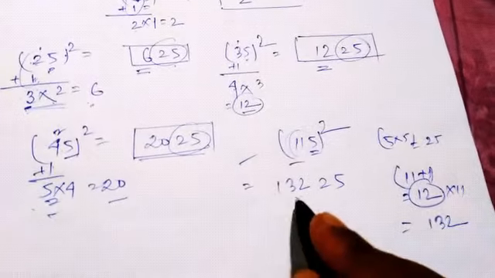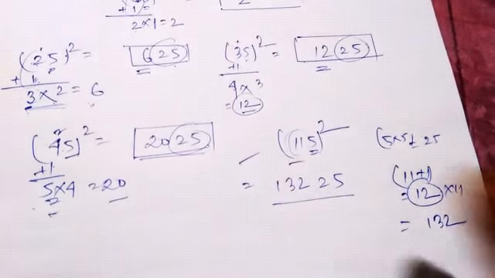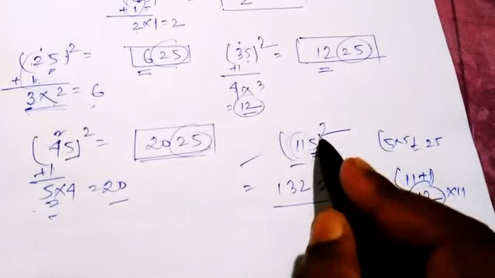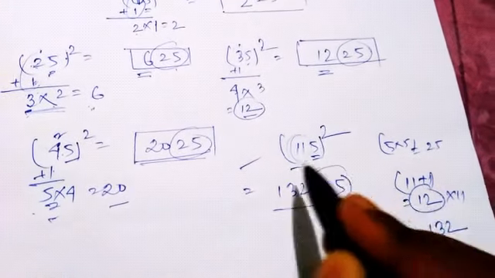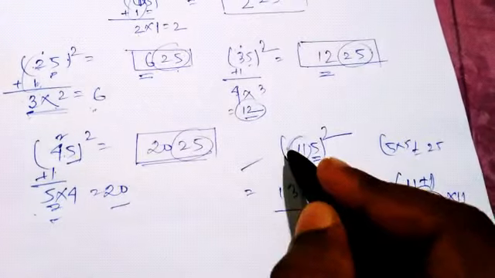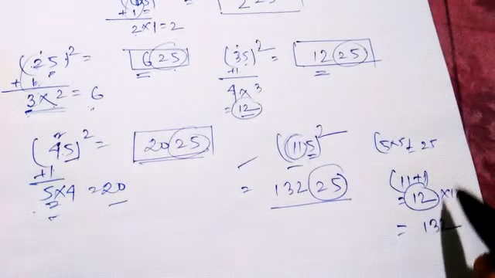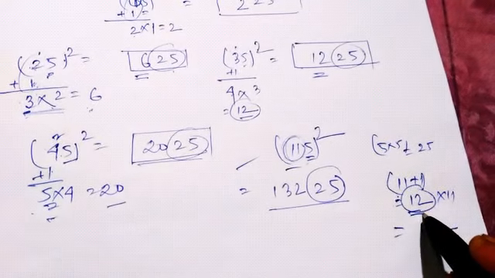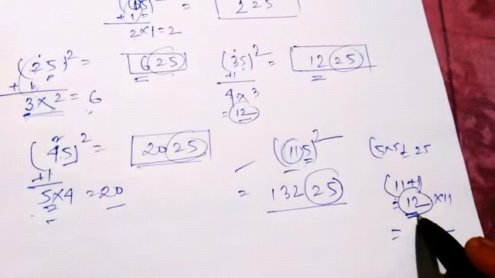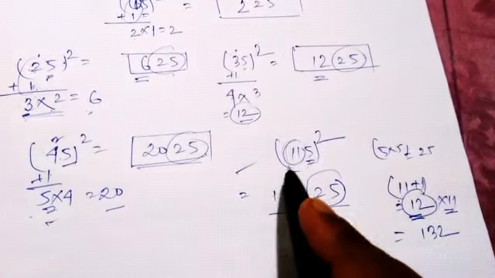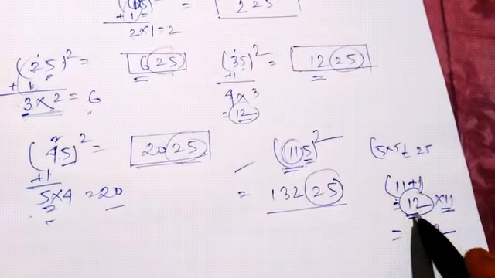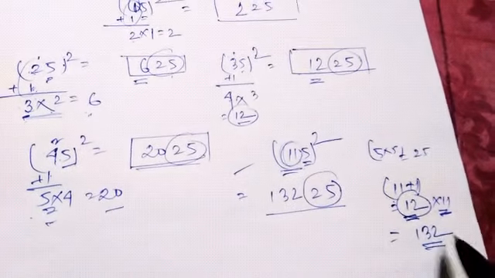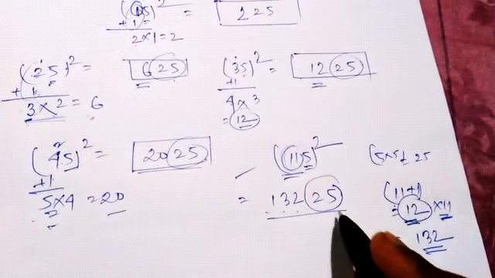Same way. At first, 5 square will be 25. Then here it is 11. We have added 1 to 11. This will make 12. And then 12 will be multiplied by 11, the previous number. 12 into 11 will be 132. So the answer is 13225.